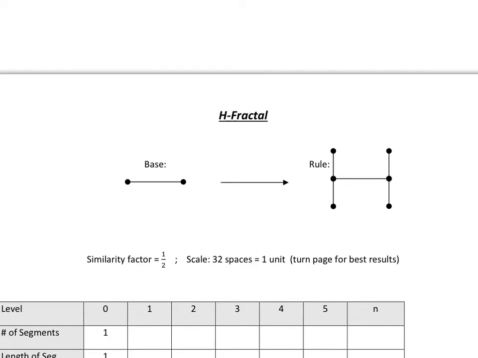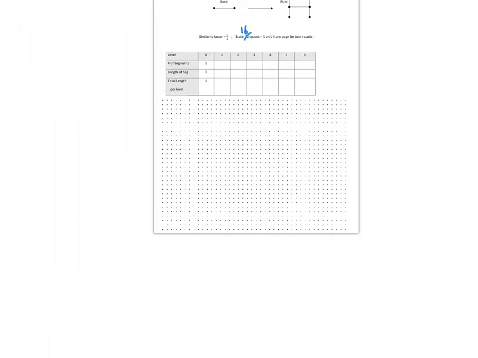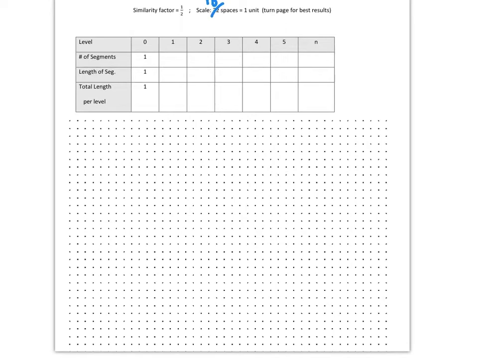So this says 32 spaces, but I don't think that's actually going to fit on the grid there. So we're going to have to make this 16 spaces for 1 unit. Okay, so 16 spaces is going to represent 1 unit. So we're going to go down here. We're going to find the center of this, somewhere right about there. I think that's the center.